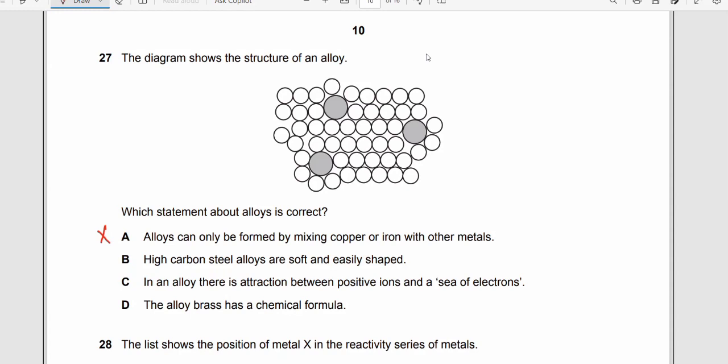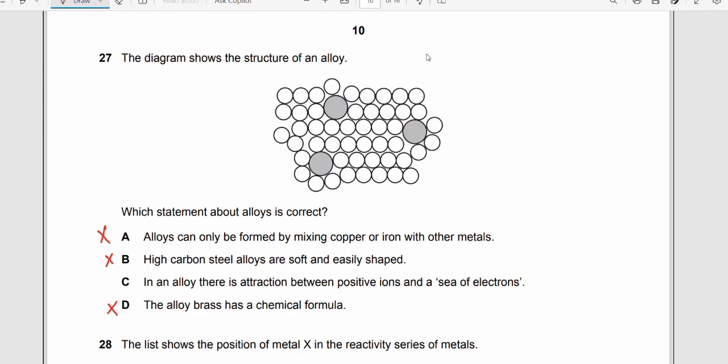In an alloy, there is attraction between the positive ions and a sea of electrons. High carbon steels are soft? No, these are not soft. When there is high carbon, these are hard and brittle. In an alloy, there is attraction between the positive ions and the sea of electrons. Yeah, of course, this is okay. Brass has the chemical formula? Brass has no chemical formula because this is an alloy, a mixture, and mixtures have no formula.